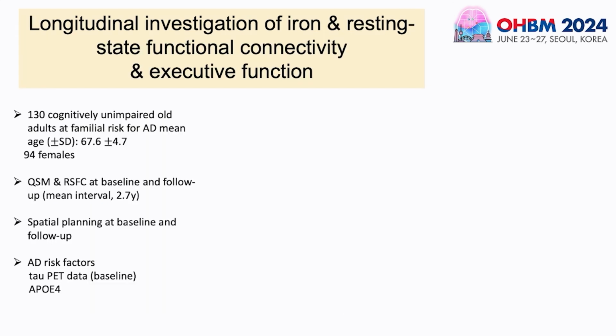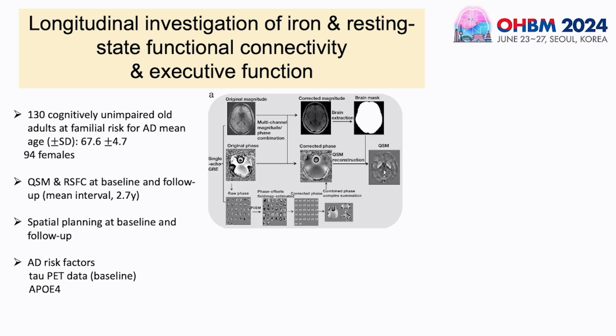In the current longitudinal multimodal study, 130 cognitively unimpaired older adults at family risk for AD were included. And we collected QSM and resting state functional connectivity at baseline and follow-up. Most participants also completed the spatial planning test as well as assessment of AD risk factors, including tau PET and APOE4.